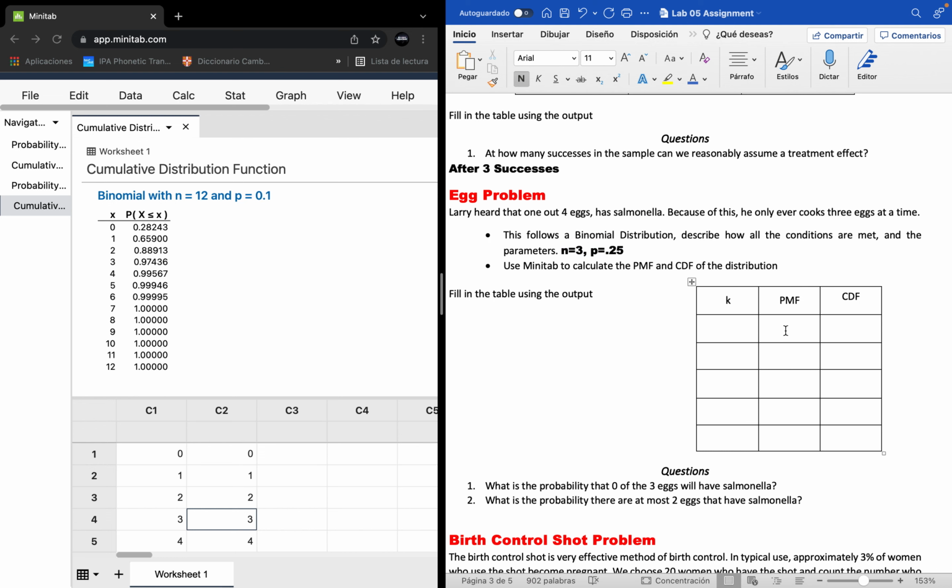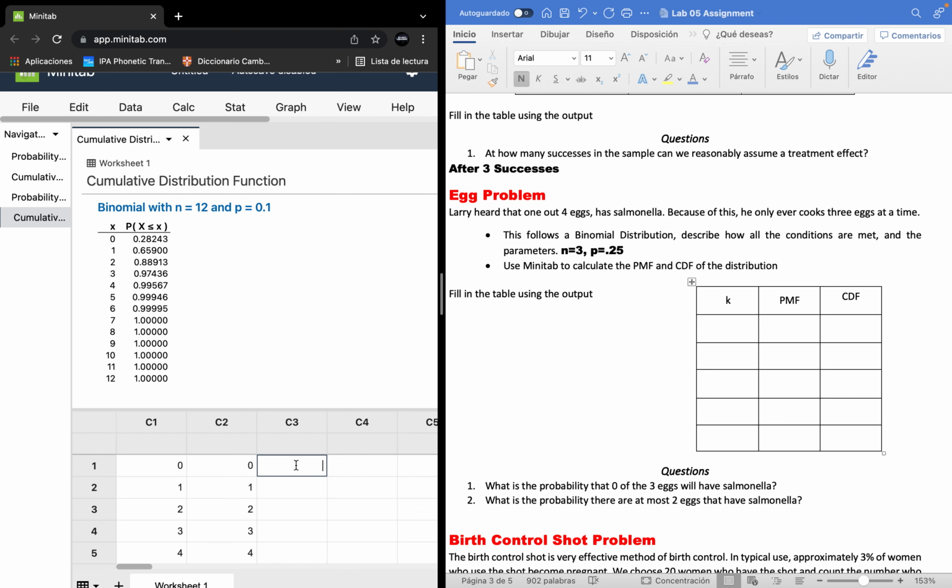And then you have to repeat the same as we did in Minitab. I'm going to do it here quickly. You can store the values in a column. I'm going to store the values in C3. Notice, in this case, n is equal to 3. So what are the possible numbers? 0, 1, 2, and 3. We cannot have more than 3, right? If we are cooking only 3 eggs, how can we have more than 3 eggs with salmonella? It's impossible. That's why from 0 up to 3.